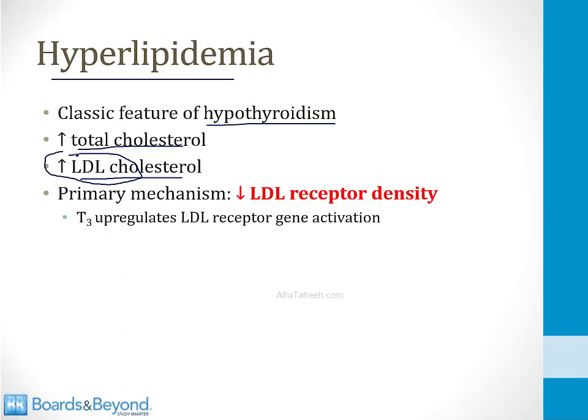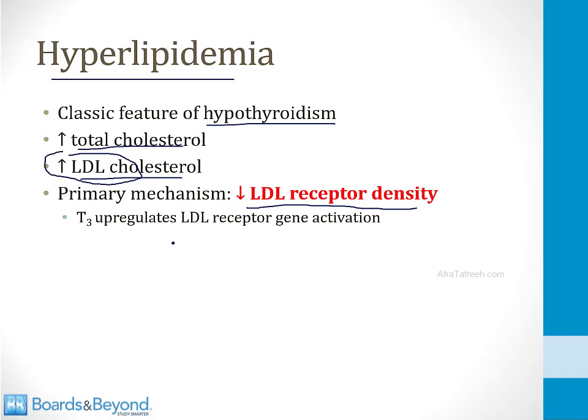The primary mechanism of hyperlipidemia, and this has been well described in the literature, so you should know this for step one, is a decrease in the LDL receptor density. So many cells in the body, especially in the liver, have LDL receptors, and they pull LDL from the plasma. When there's a fall in the receptor density, LDL stays in the plasma longer and the level rises.